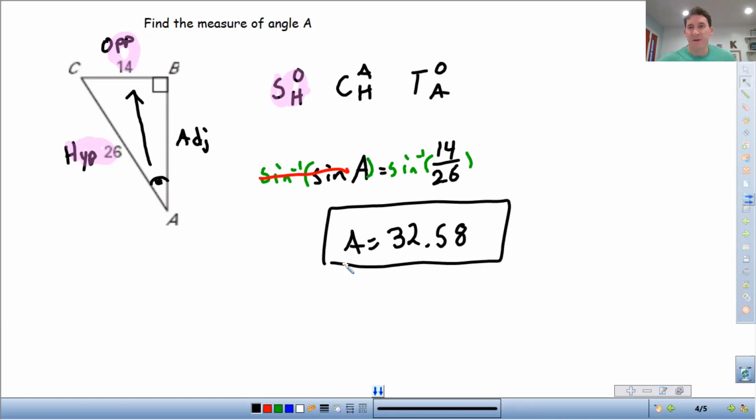And that'll do it for this lesson. This is it for the review of the trigonometry stuff. So we'll be getting into new stuff next time.